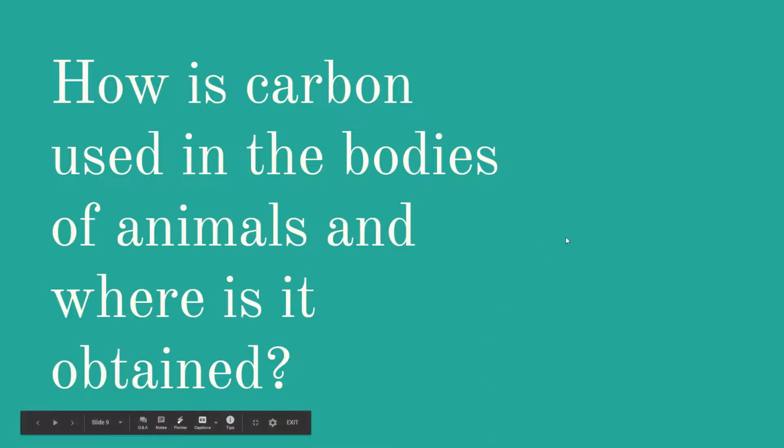So how is carbon used in the bodies of animals, and where is it obtained? So remember, carbon in animals, we use it for cellular processes. So breaking down your food, we need some carbon for that. Building pieces of yourself, we need carbon for that. Where is it obtained? Well, we eat plants. And if you don't eat plants, then you eat animals who ate plants, right? So either way, the carbon eventually gets to you, whether directly from the plant or from an animal who ate the plant. Either way, we're getting carbon from plants.